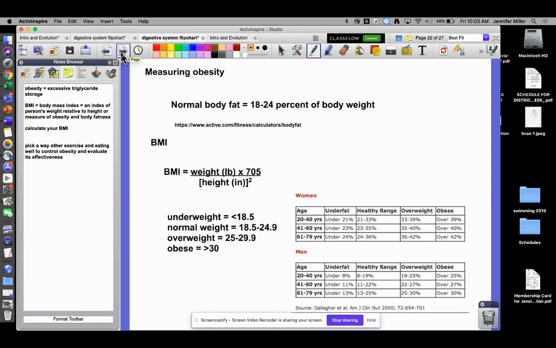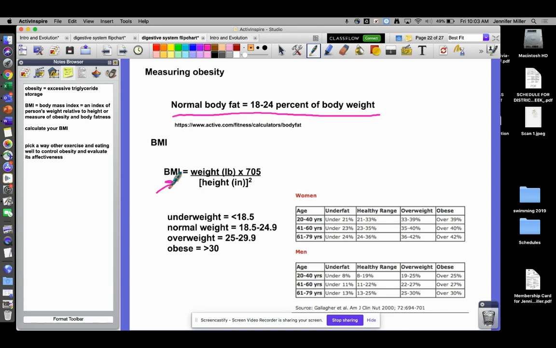Okay. All right. So, last then is obesity. So we have this BMI. Obesity measures the fat stored. Normal body fat should be between 18 and 24% of your body weight. And I'm going to show you on this website here, there are ways to calculate that. But here is the formula for BMI. You don't necessarily need to know this because you can put it into a formula and it'll calculate it for you. But it's weight in pounds times 705 divided by your height in inches squared.